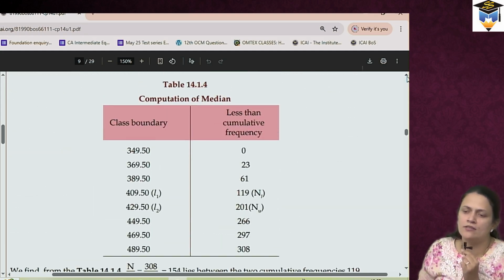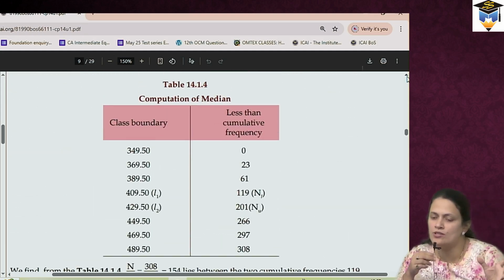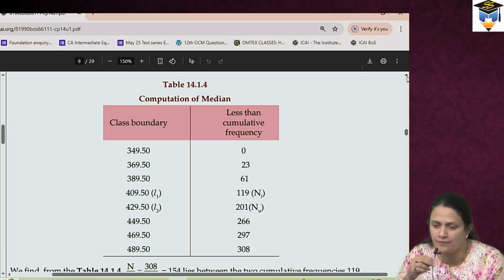Okay, so this is the table that is given to us. Suppose the class boundaries, we have written down all the class boundaries. Then less than cumulative frequencies are also given to us. From this table, we have to find out the median for the grouped class.